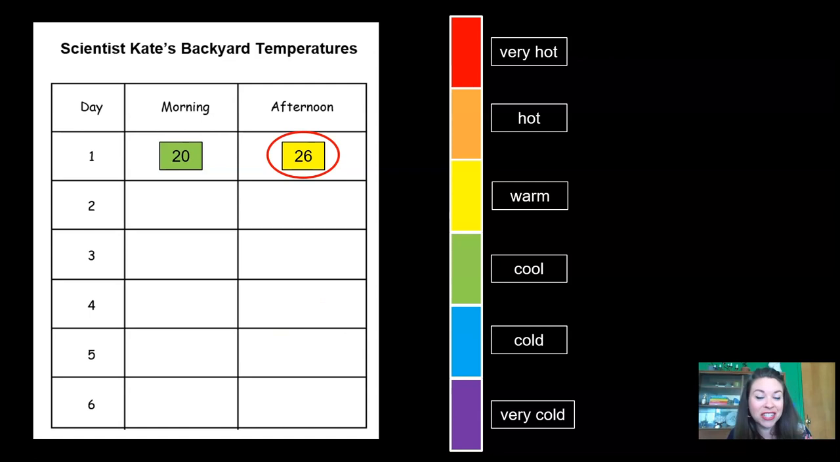Now let's check day two. On day two, the temperature in the morning was 22 degrees. You can see that it's colored green, so it's cool. Do you think the afternoon will be warmer or cooler? Let's check and see. Oh, it was 30 degrees. Which number is bigger, 22 or 30?